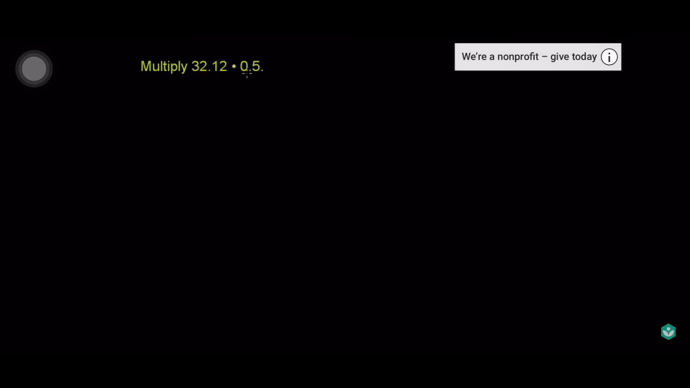Multiply 32.12, or 32 and 12 hundredths, times 0.5, or just 5/10. Now, when you multiply decimals, you multiply them the exact same way you would multiply whole numbers. And then you count the number of spaces behind the decimal you have in your two numbers you're multiplying, and you're going to have that many spaces in your product. And let me show you what I'm talking about.